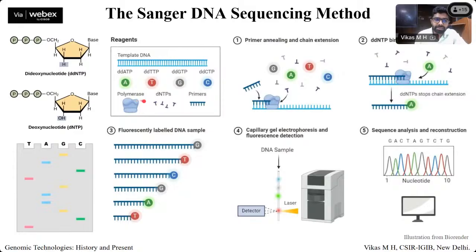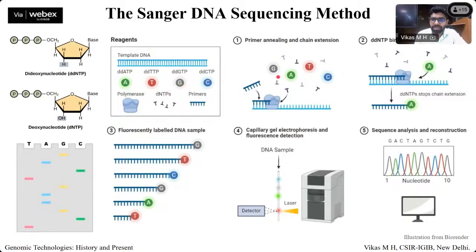The idea was that if we introduce a defective nucleotide, say a ddNTP, as opposed to the normal dNTP, it's devoid of oxygen at this particular position. When this is introduced, it will be able to get into the strand, but the reaction will not continue. Whenever a defective base is added, the reaction stops there. But there are also enough normal dNTPs which allow the molecule to carry on the reaction as well.